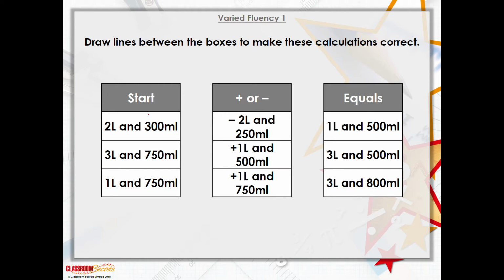Starting here, we might have 2 litres and 300 millilitres. To start with, you might think, right, I'm going to add 1 litre and 50 millilitres. Work out your answer, see what you get. Does it equal one of these? If it does, then they must join up. If it doesn't, you need to have a look at maybe adding this one or subtracting this one. So pause the video now and have a go at those three.